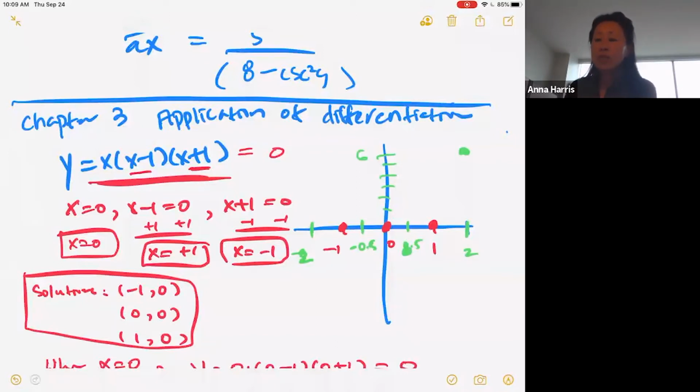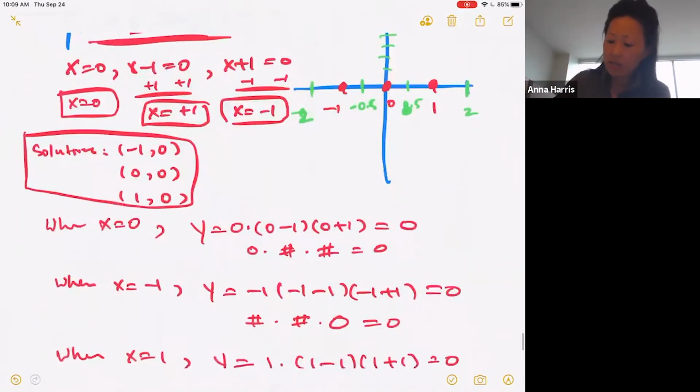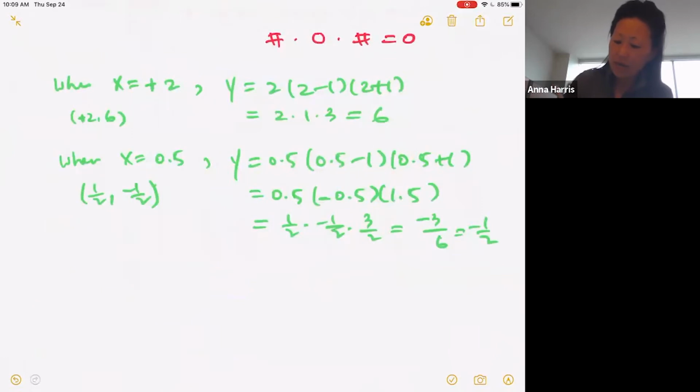Okay, are you following me? I'm just doing algebra. I'm just plugging in a different x and finding my y value. Okay, so I can graph. Okay, next one. Let's try when x equal to negative half.